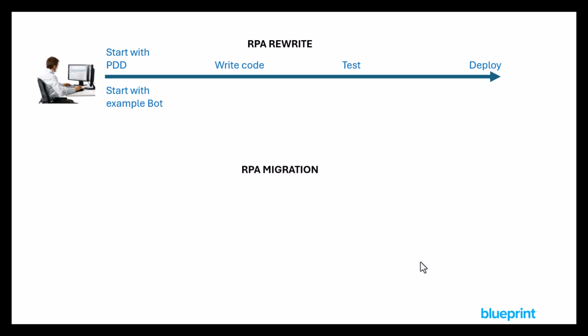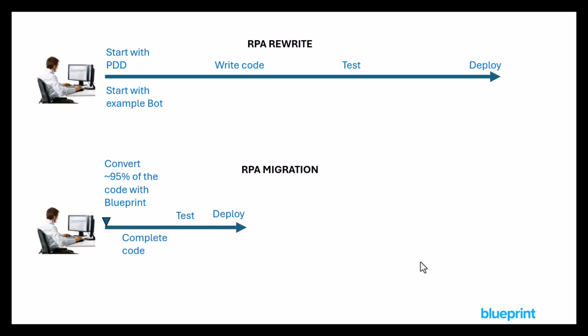Blueprint lets you do an automated RPA migration. In this case, you start with most of the new code already written. That is your starting point. The developer then finishes the rest of the coding and does testing. A Blueprint automated migration typically reduces between 60 to 70% of the overall work.